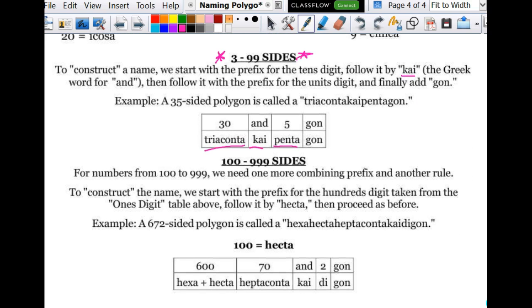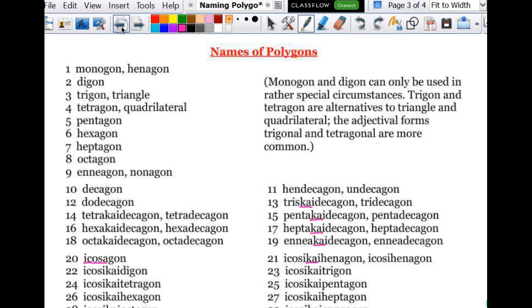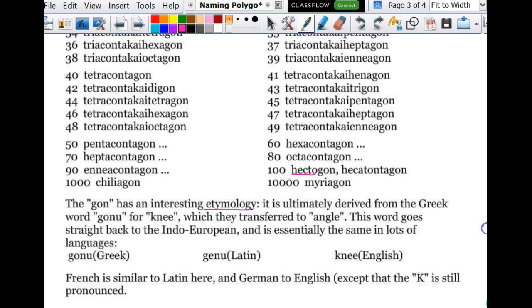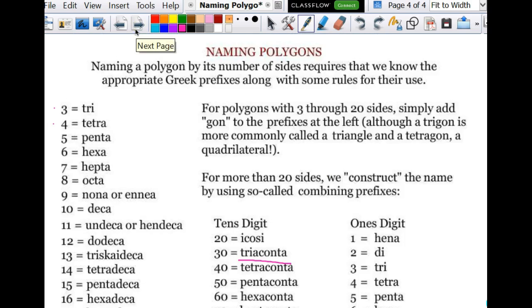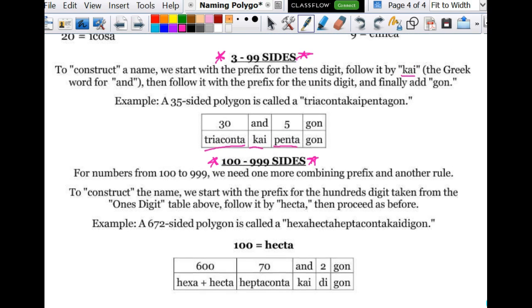Now, when you get over 100 sides, up to 1,000 sides, you have to have one more combining prefix. And so to construct the name, you have to start with the prefix for the hundreds digit and then the ones digit together. So that's why I told you, if you looked at 100 over to the left, a 100-sided figure, it was hecto, it's right here, a hectagon, and then here it says hecta is 100, so hecta, hecto, depending on which version you're going to use, depending on how you put it together.